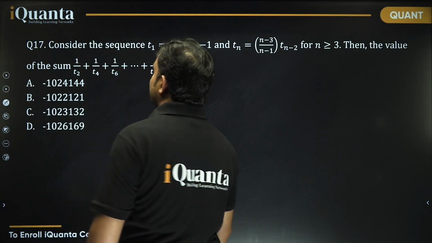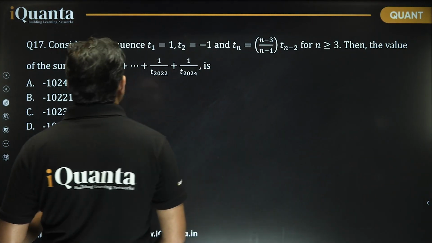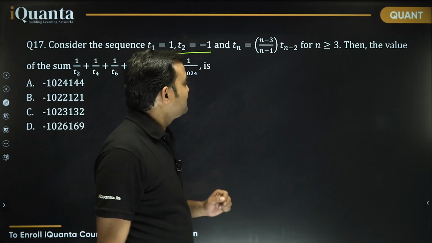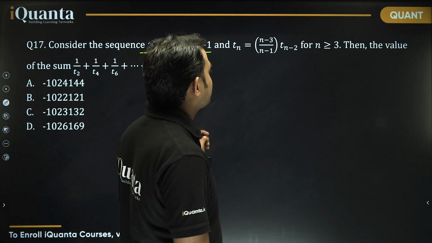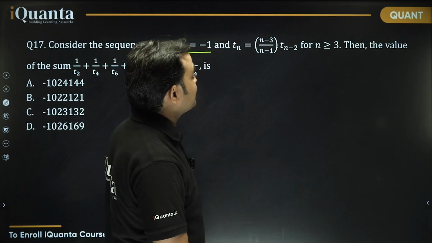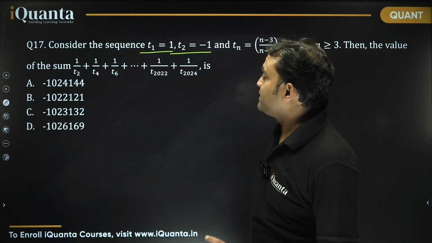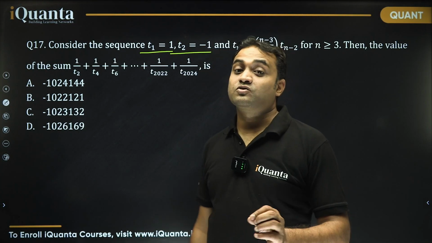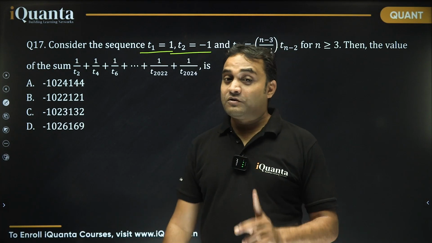Question number 17, a very interesting question based on sequence. It says consider the sequence t1 is equal to 1, t2 is equal to minus 1, and tn is equal to (n minus 3) upon (n minus 1) into t(n minus 2) for all n greater than or equal to 3. Then the value of the sum 1 by t2 plus 1 by t4 plus 1 by t6 till 1 by the t 2024th term, right? So definitely there will be some pattern.